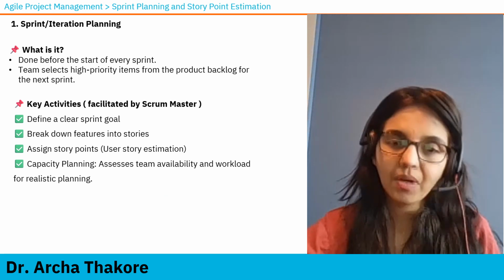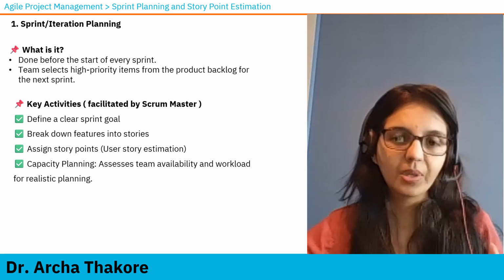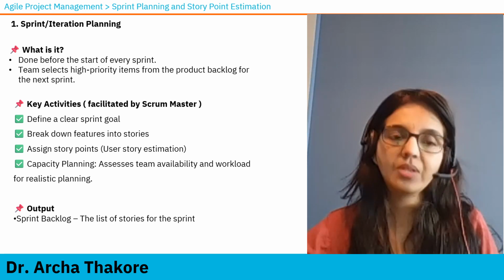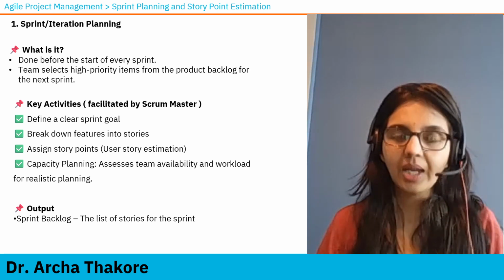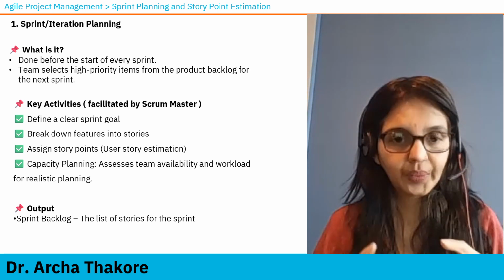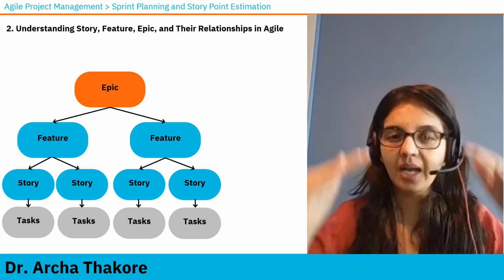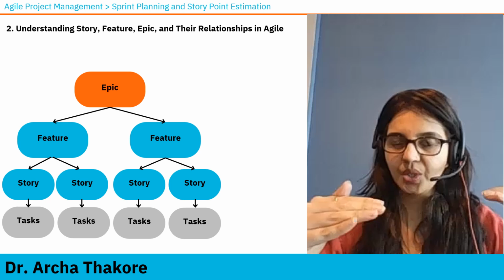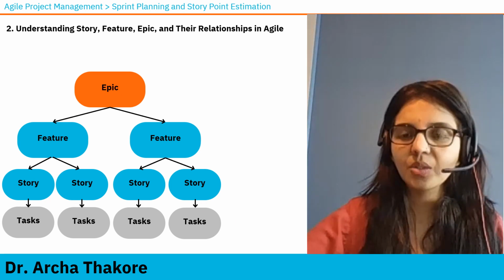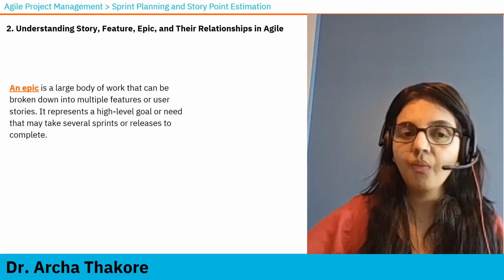And capacity planning: how is the team placed in terms of their capacity, who's available, who's not available, so that the workload can be divided accordingly. What is the output? We know that sprint or iteration planning is done to create a sprint backlog, which is a list of stories for the sprint. Stories are work items, and let's take a look at how this entire thing ties together. At the top, you're seeing epic, then feature, and then features are broken down into stories. And to complete the stories, you might have to do some activities. Those are your tasks.